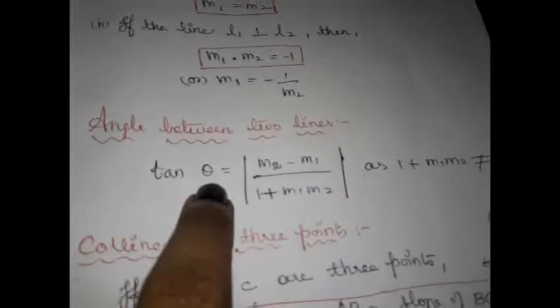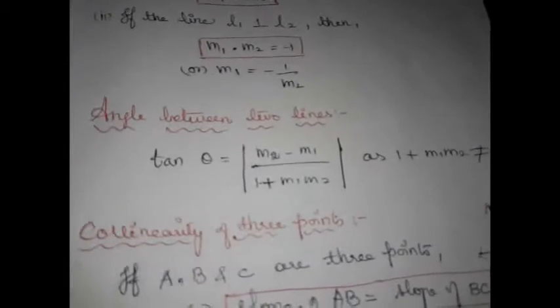Okay, so we need theta. Theta is the angle between the two lines. Then theta will be tan inverse of this value. Yes, hope you understood. This is the formula to find the angle between the two lines.